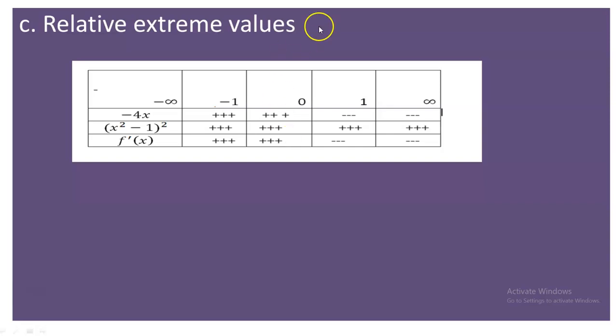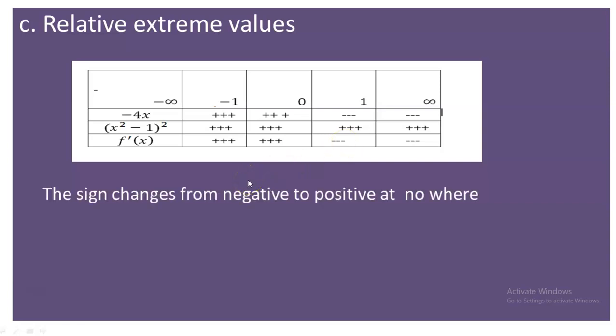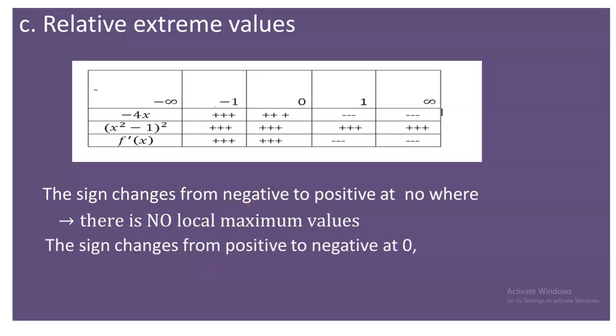The only critical number we are having here is 0, and at 0, as you see, the sign is changing from positive to negative. So this shows you that there is a relative maximum value at 0. And we don't have a change from negative to positive. Because of this, we don't have any sort of local minimum value for this particular function. The sign changed from negative to positive nowhere. Because of this, there is no local minimum value. And again, the sign changed from positive to negative at 0. As I said, at 0, at the critical number, the derivative changed from positive to negative.